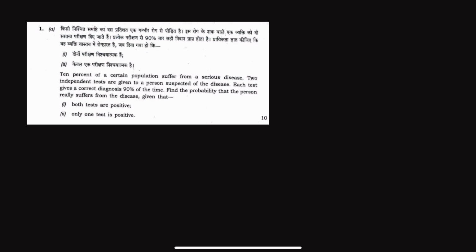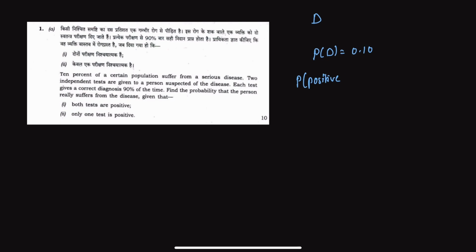So we need to find the probability that the person really suffers from the disease, given that both tests are positive and only one test is positive. So first, if I consider D as the event where a person has a disease, then the probability of D is 0.10. We are given that each test gives a correct diagnosis 90% of the time.